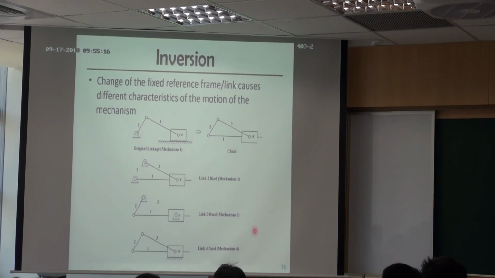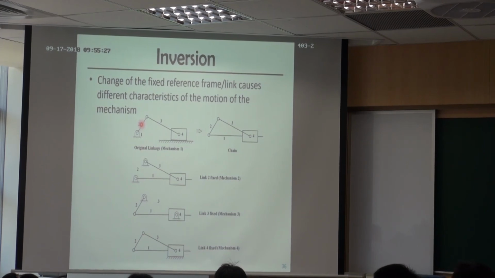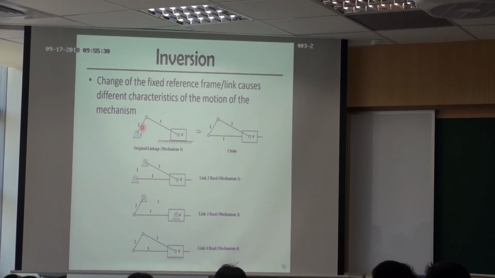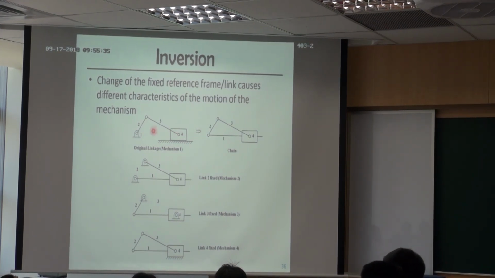So there's a term here we call inversion. Inversion is, suppose we have a 4-bar, well, it's also a 4-bar mechanism, but we usually call this one a crank slider or slider crank. It means there's a crank here and there's a slider here. It's also a type of 4-bar mechanism because there are 4 links. And inversion means if we change the fixed reference frame or links, if we fix different links, then we will have different characteristics of motion of the mechanism.